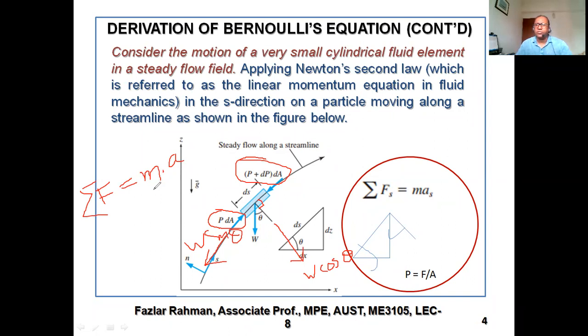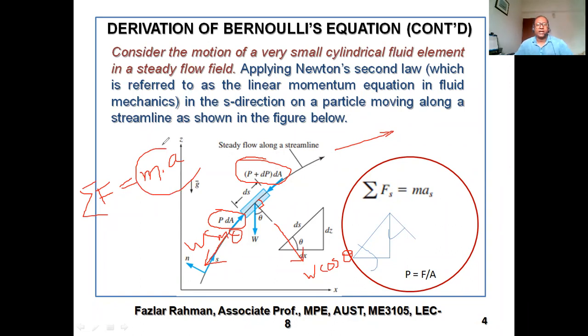Volume into rho. What is the volume? ds into dA. This is the volume into rho. They equal the mass. Summation of force: the fluid is moving along this direction, so you have to take the summation of force along the direction of the motion. So P dA minus this term equal to this one, right?